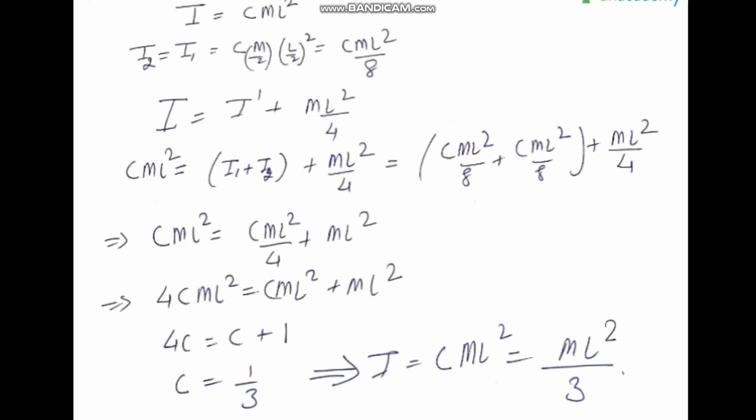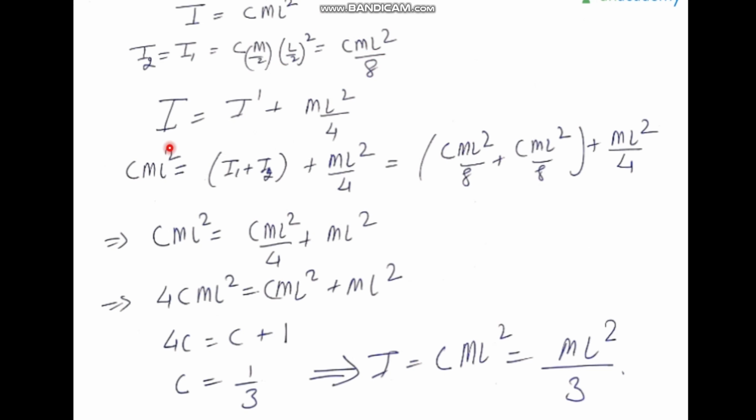Now since I is C M L square, I2 and I1 obviously will be equal. They are for a rod having mass m by 2 and length L by 2. So they must be of this form. So I1 and I2 will be C M L square by 8. That means for the complete bar, if the moment of inertia is C M L square, for half of the bar it will be C M L square by 8.